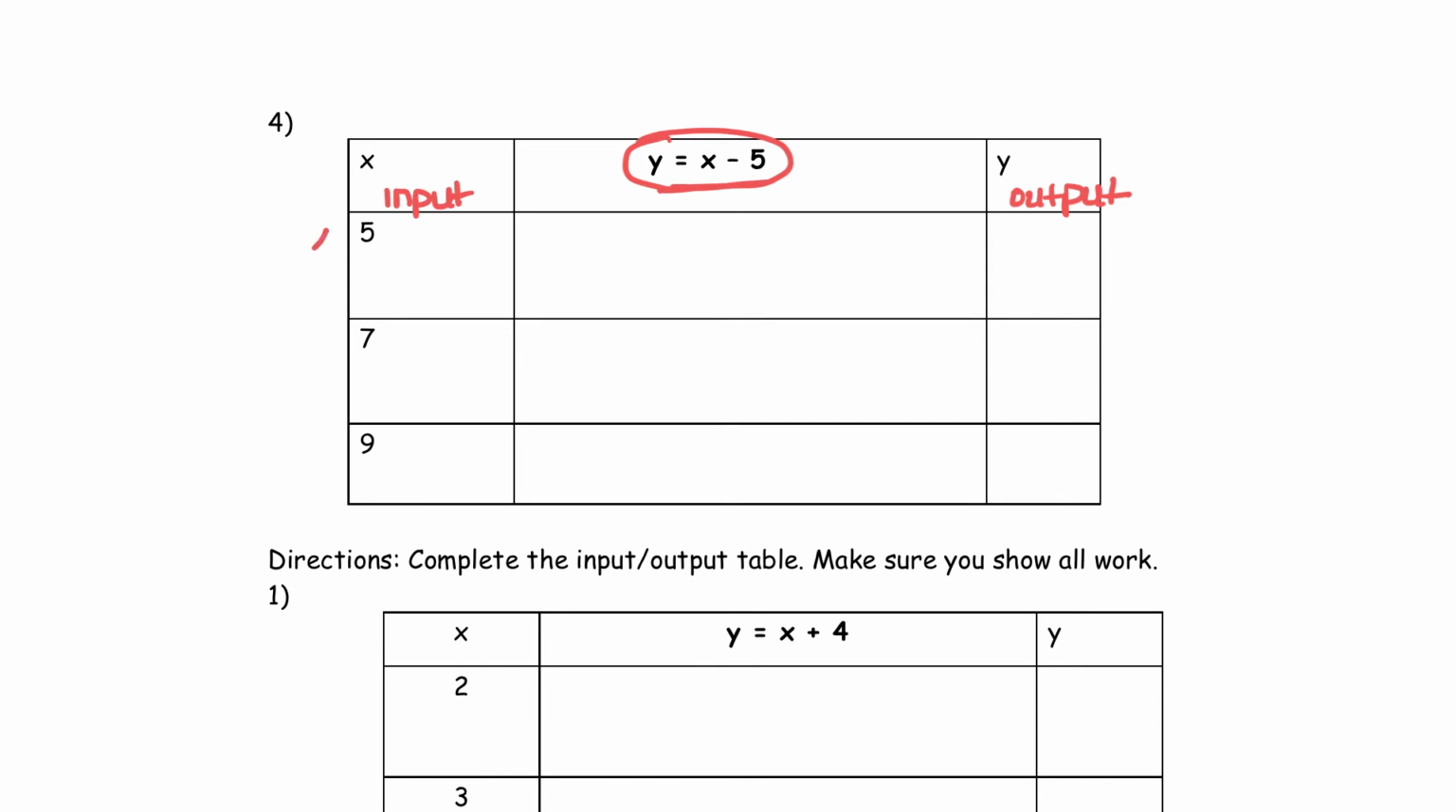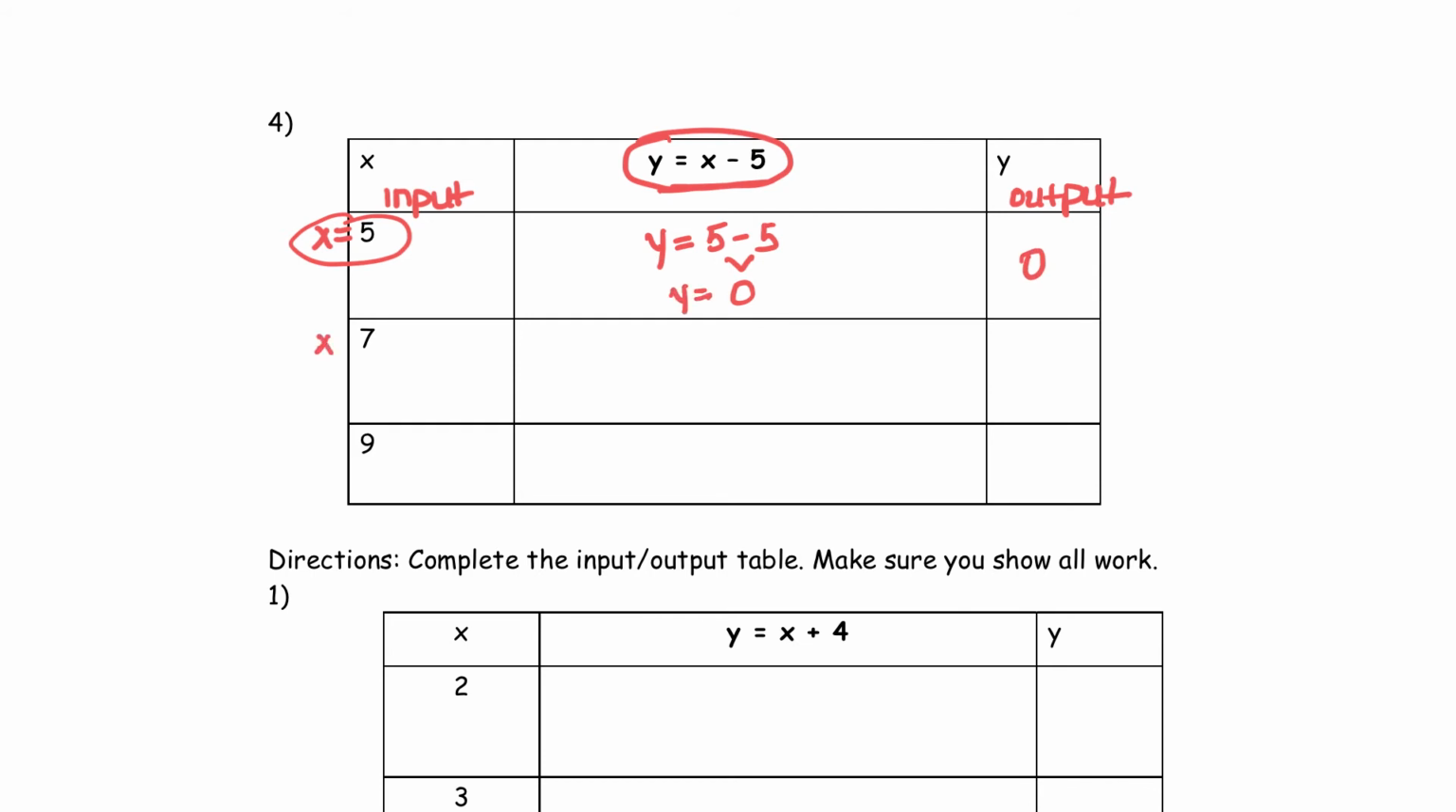So for the first one, x is equal to 5. So we know that y is equal to, now we're going to substitute the number 5 for the x. So it's 5 minus 5. This is a lot easier than what we did yesterday, right? 5 minus 5 is 0. So when x is 5, y is equal to 0. All right, so y is equal to 0.